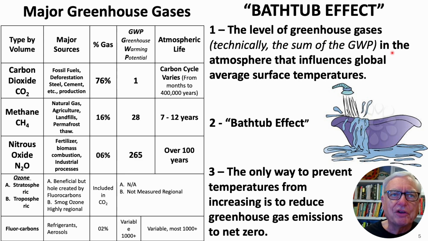So let's go next to the next thing that's really important here. It is the level of greenhouse gases, technically the warming potential in the atmosphere, that influences global surface temperatures. I'd like to refer to that as the bathtub effect. So historically we have greenhouse gases coming into the bathtub, and then we had a drain where they were coming out. And over the last 800,000 years, over the life cycle of these ice age cycles, it sort of evened out. That's obviously no longer the case. And so what's happening is the level of greenhouse gases and their warming potential is going up every single year.